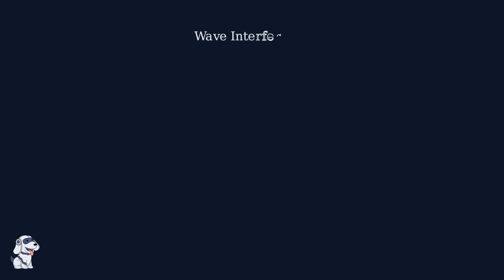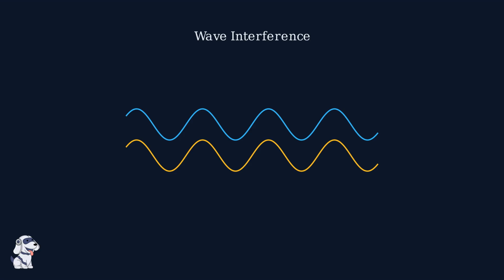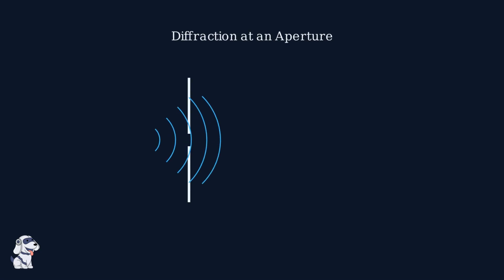Light waves exhibit interference. When two waves meet, their amplitudes add together. Constructive interference occurs when waves align, while destructive interference cancels them out. Diffraction occurs when light waves encounter a small opening or object. Instead of traveling in a perfectly straight line, the wavefronts bend and spread, creating a characteristic pattern.